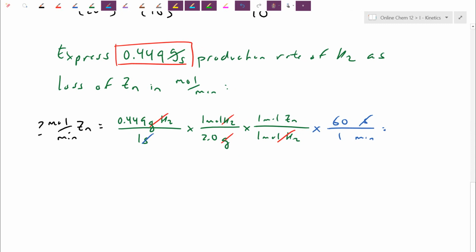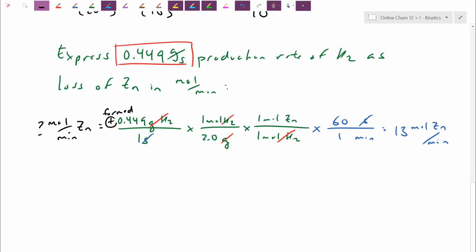Let's take that 0.449 times 60, divide by the molar mass of 2, and if I re-express this term here, I'm getting something like 13 moles of zinc per minute. That's how much zinc is actually being consumed. Again, in words, I use positive for the hydrogen that gets produced. This is how much gets formed.